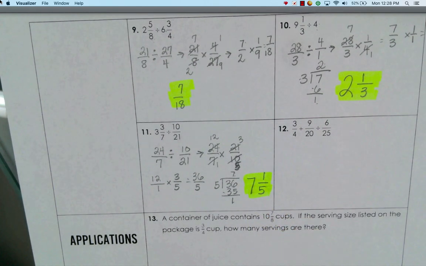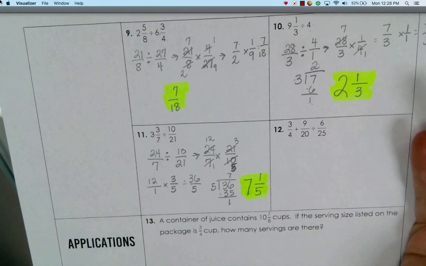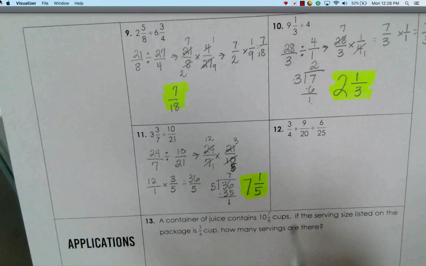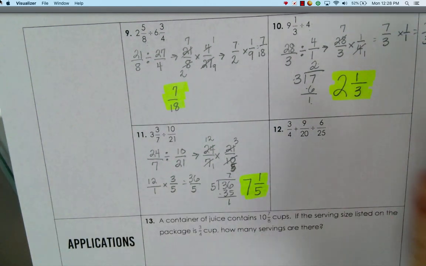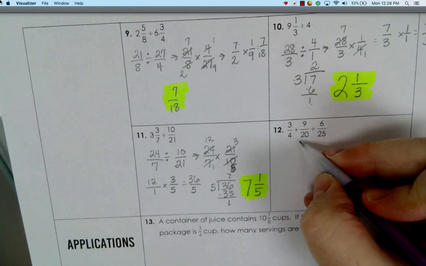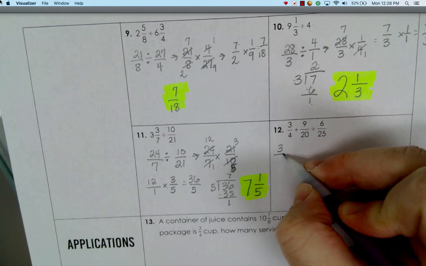Let's look at number 12. So we are adding and then dividing. And you were going to learn later on in order of operations. Nope, I lied. Don't listen to that. Nope, this is something else. So we have to add these two fractions before we can divide. So when we add, we have to have common denominators.